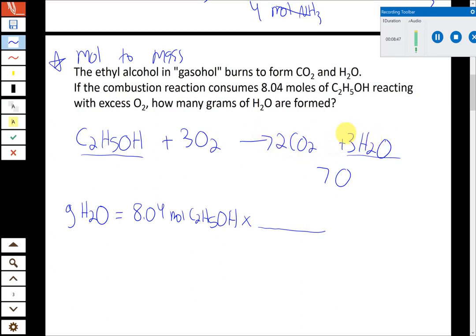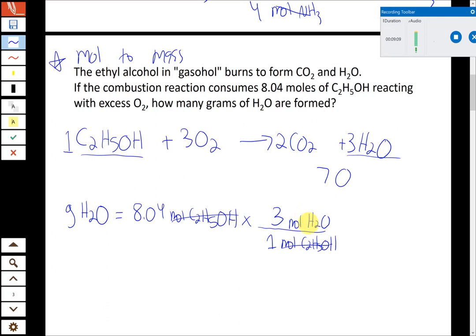We want moles of H2O in the numerator and then moles of C2H5OH, ethanol, in the denominator. And we're going to again just use the mole ratios. 3 moles of water is going to form for every 1 mole. This doesn't have a coefficient. Remember, no coefficient implies that there's a coefficient of 1. So that gives us moles of water.